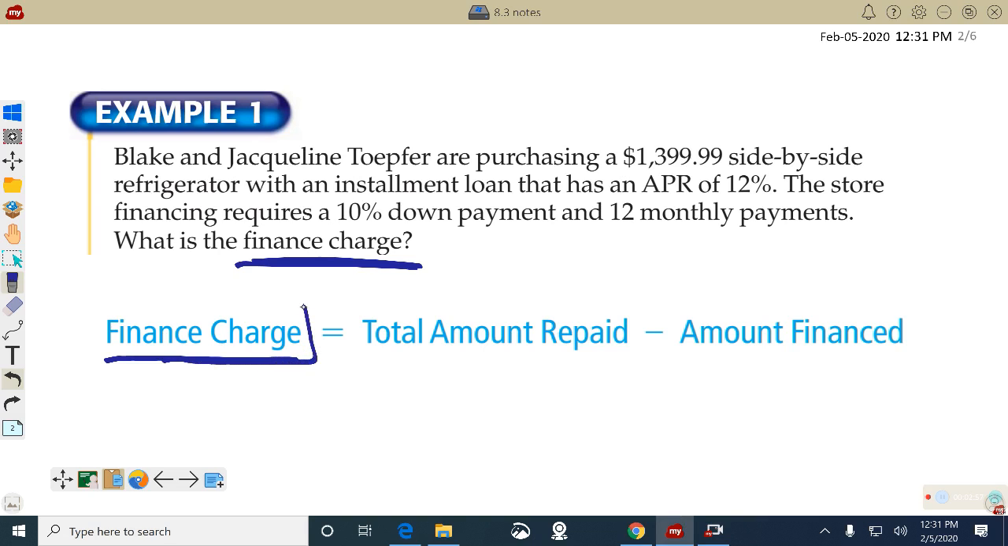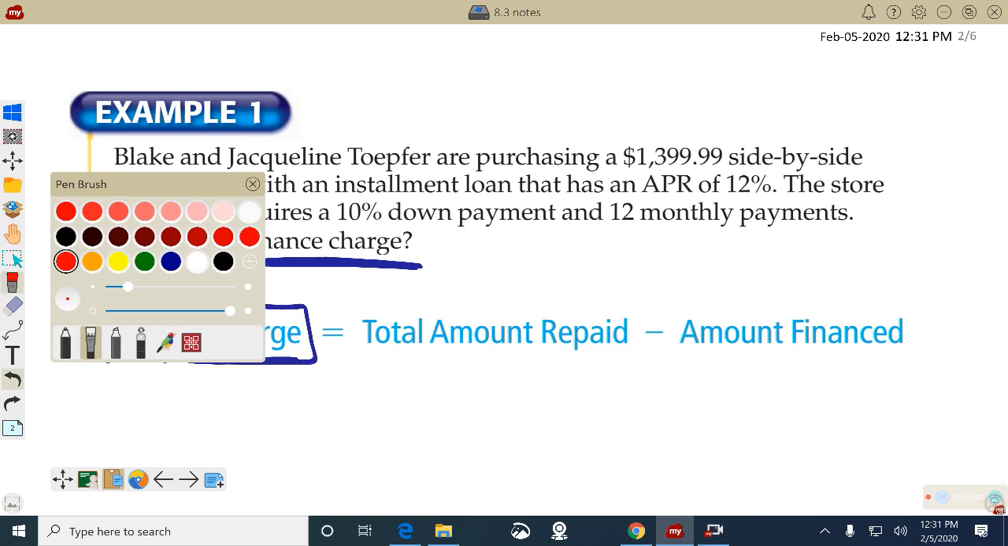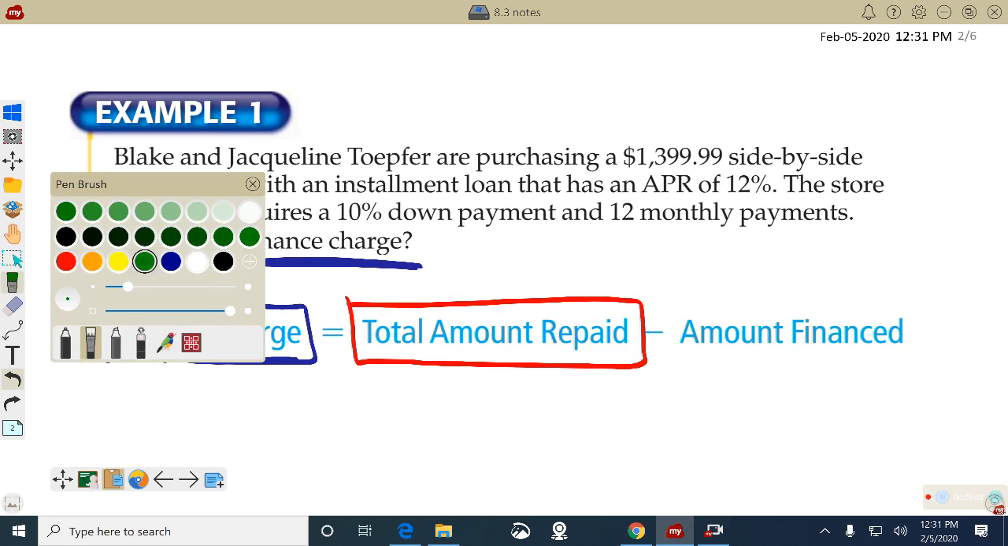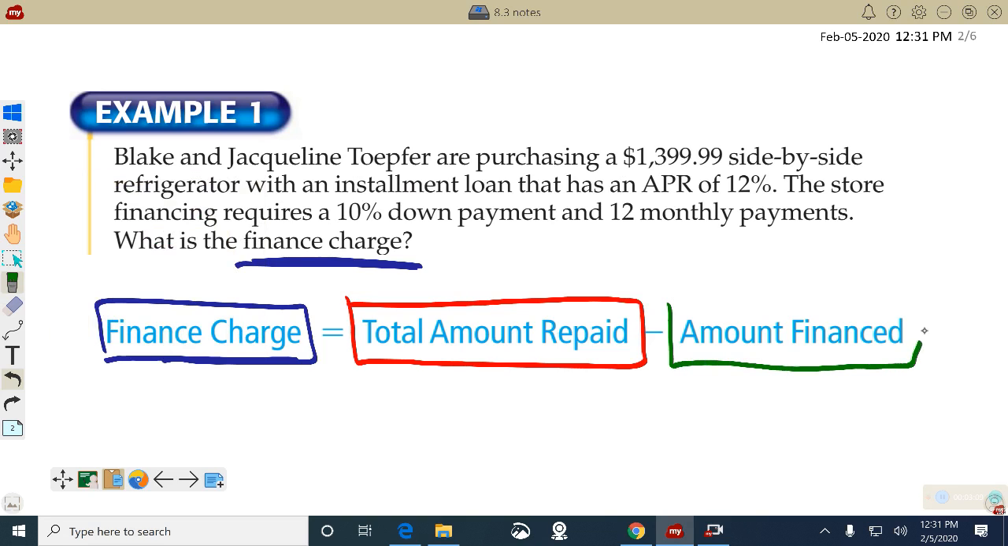It's this. So the total amount repaid, I'm going to put in red. That's going to take some work to get there. And the amount financed, I'm going to put in green. That's going to take some work to get there. So this is like a layered problem. In order to get the total amount repaid, I got to do some work. In order to get the amount financed, I got to do some work. And then I just subtract them, and I'm done. The mission's done.